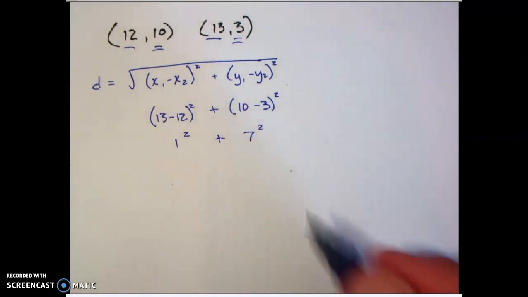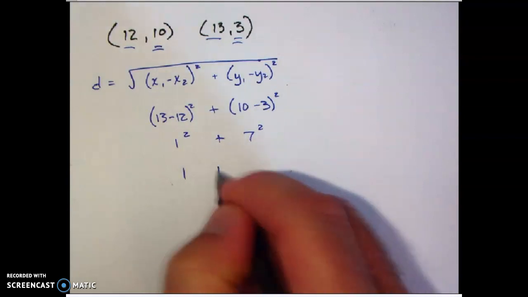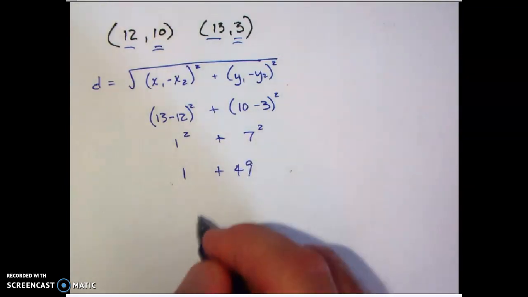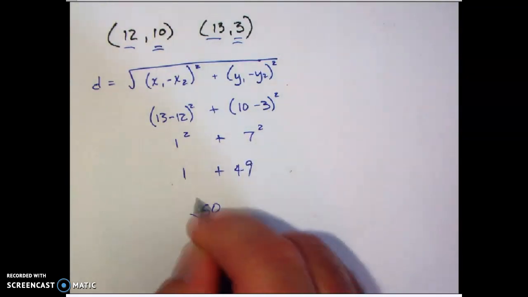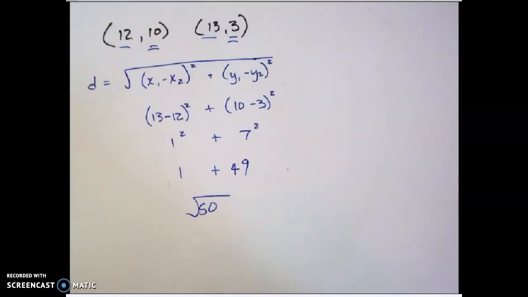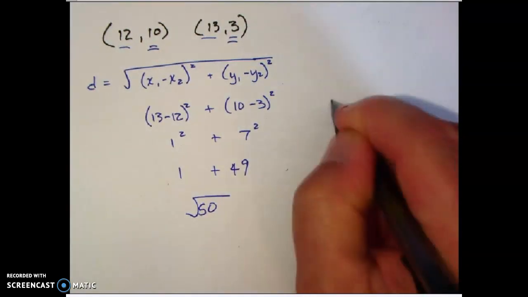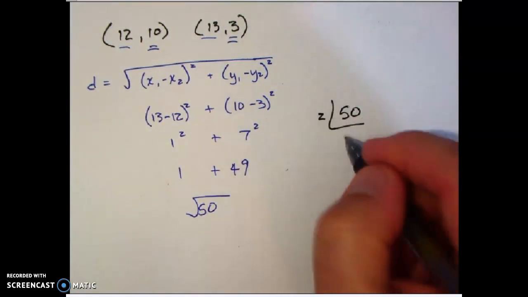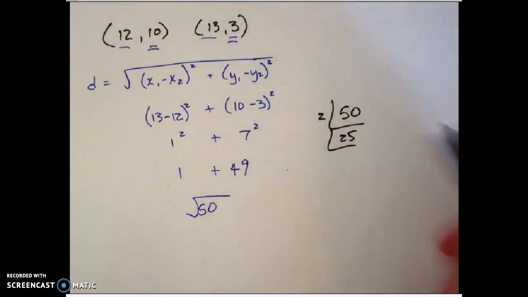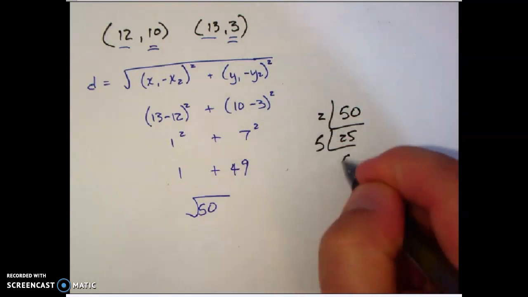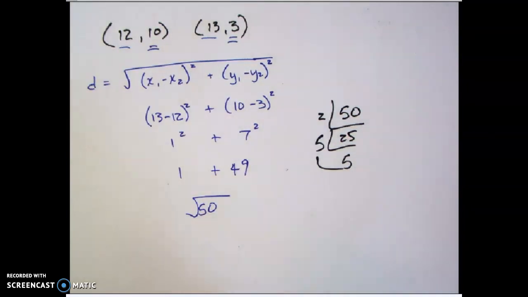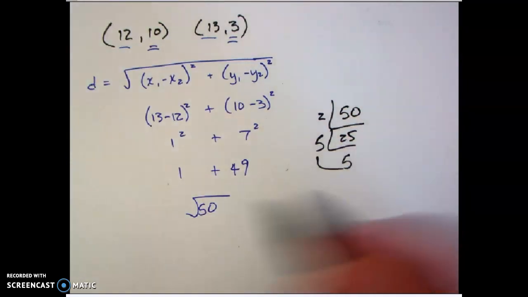We're adding those together. So we have 1 plus 49. So that's going to be 50. We're taking the square root of 50. Now again, if we're going to have our answer in simple radical form, if I do cake method, I can divide that by 2. I get 25. Divide that by 5. I get 5. Here's a pair of 5s. So the pair can come out.